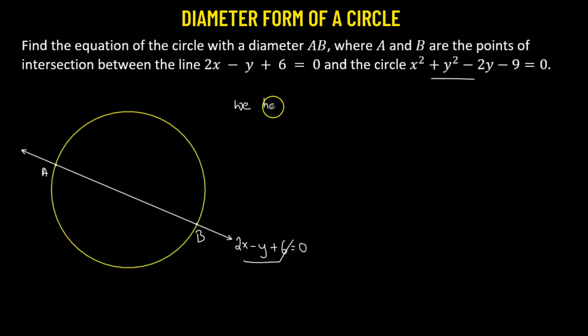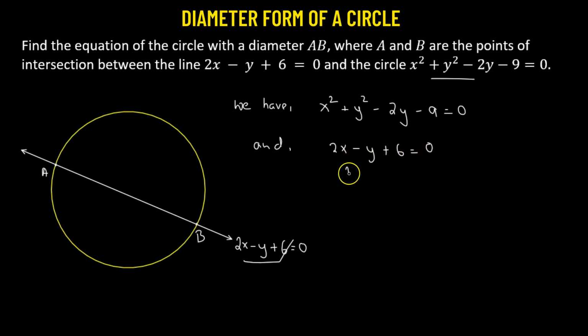So we have here the equation of the circle, that's x squared plus y squared minus 2y minus 9 equals 0. And we have the equation of the line given by 2x minus y plus 6 equals 0. Let's isolate y. So y will be equal to 2x plus 6. And we're going to label this as equation number 2 and the equation of the circle as number 1. Now what we'll do? Substitute 2 in equation number 1 such that equation number 1 will now become x squared.